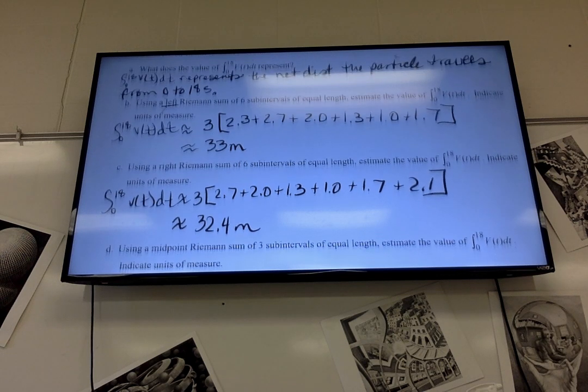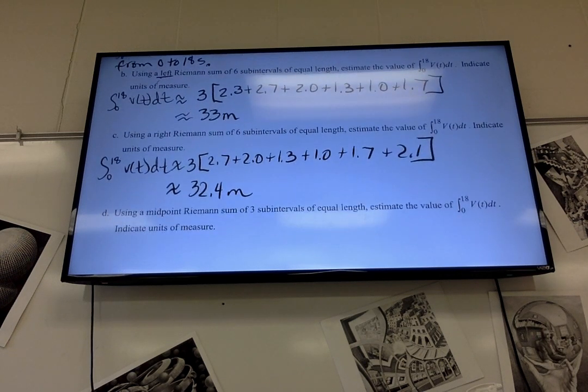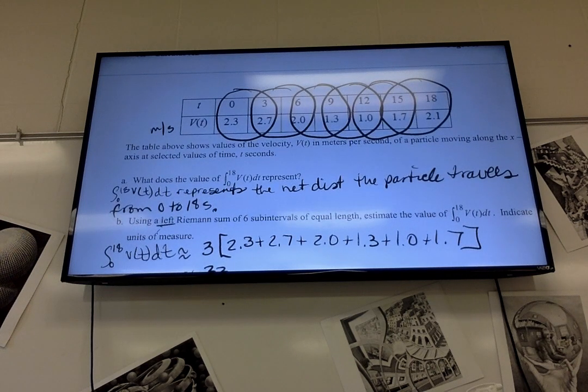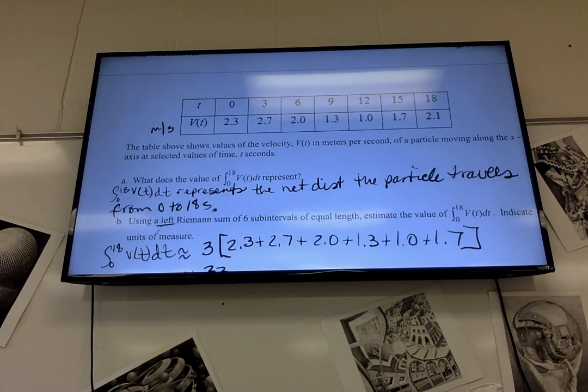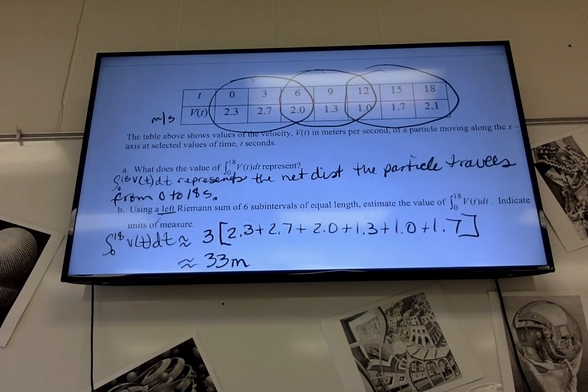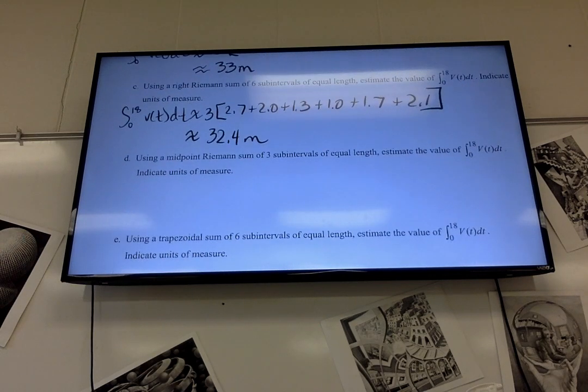Okay, a midpoint Riemann sum. This time we're only using 3 subintervals. So I gotta erase my squares. It's just 3. Okay, so 1, 2, 3. So the distance for each one is 6, which Faith is very excited about. I was so tired of having to rewrite things and it going off my paper.